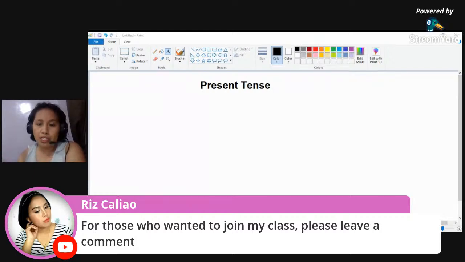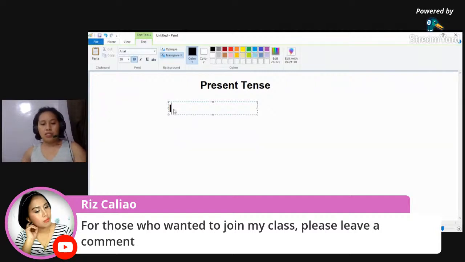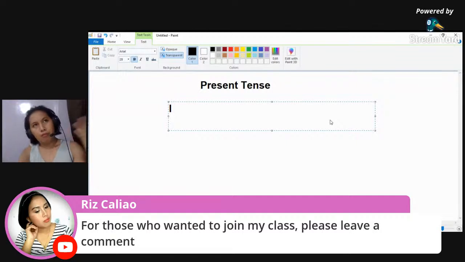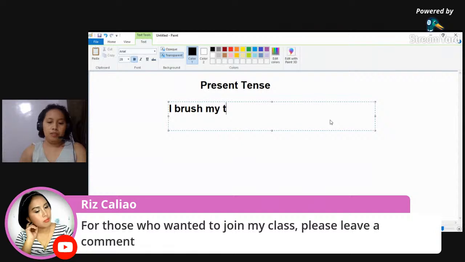Okay, so let's start with present tense. Yung present tense, guys, gagamitin natin yung dots, ha? Yung structure niya is I, and then simple tense of the verb. I play with my friends. Okay. Example. Simplihan natin, ha. I brush my teeth every day.